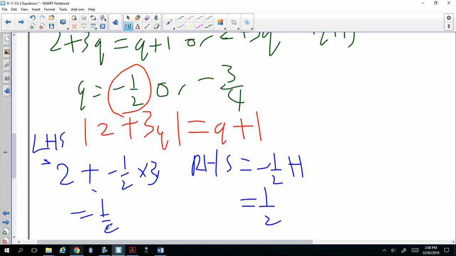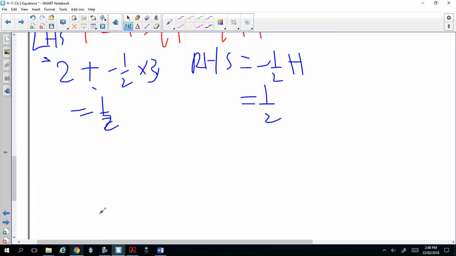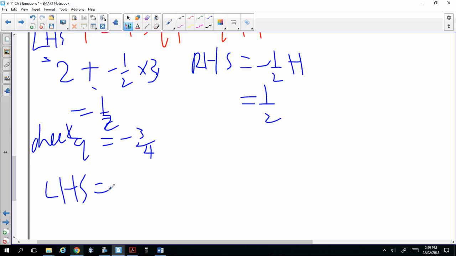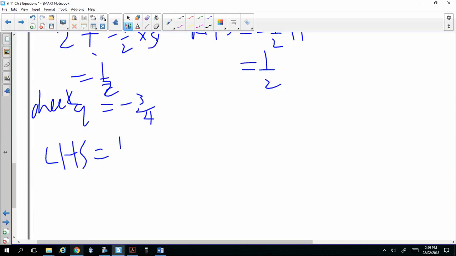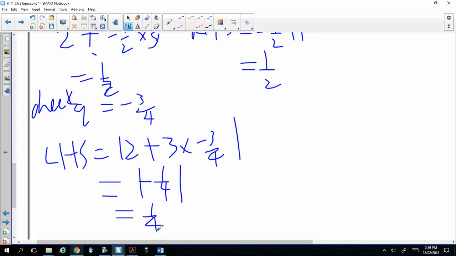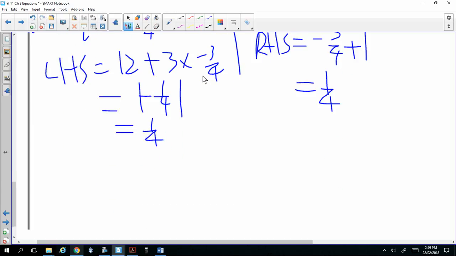And then you check the other one, q equal to negative 3 over 4. Check. So the left hand side equal to 2 plus 3 times negative 3 over 4. And if you do that, that will be negative a quarter, but due to the absolute value, it becomes positive. On the other one, right-hand side is also positive. So it works. So in this case, both work. Therefore, q equals negative half, negative 3/4.